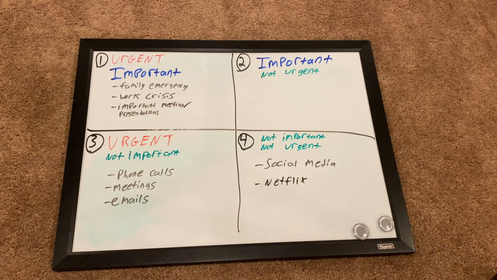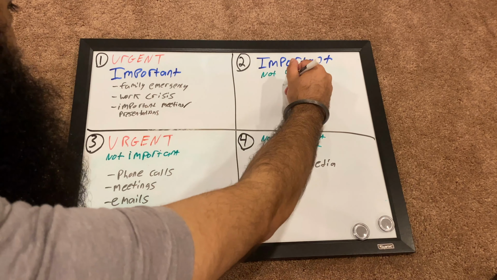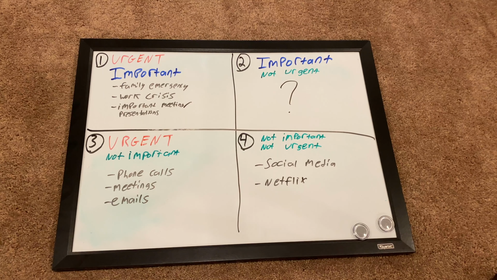So to quickly recap here, everything you do in life falls under one of these 4 quadrants. And the ones that we want to focus on the most should be in Quadrant 2. Things that are not urgent but are super important.